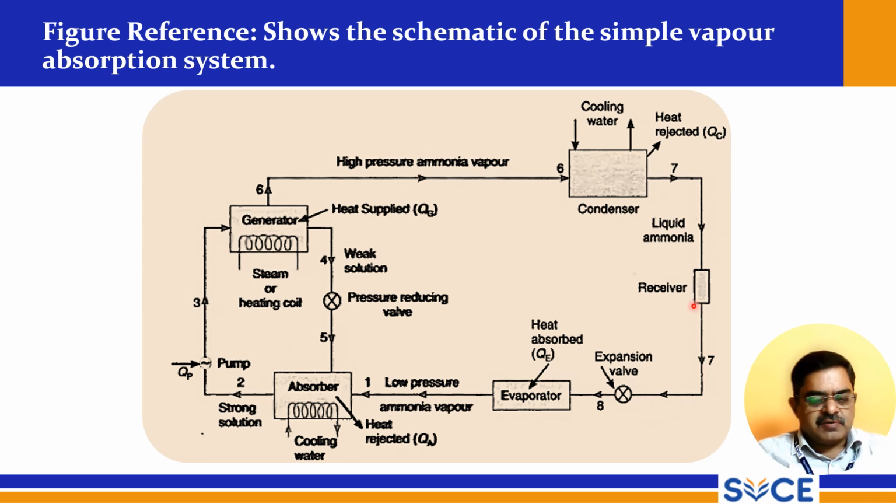The receiver receives the liquid ammonia. This receiver supplies the liquid ammonia to the expansion valve, and this expansion valve supplies the liquid ammonia to the evaporator. Heat is absorbed here in the evaporator. This is the condenser where mainly the heat is rejected, and this is known as the refrigeration space. And this is the complete picture of the vapor absorption system. So we see the components in detail. Now one by one we will discuss.